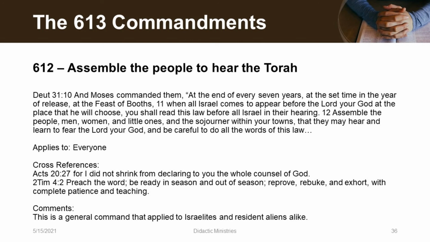In Acts chapter 20, verse 27, the Apostle Paul said, "I did not shrink from declaring to you the whole counsel of God." In 2 Timothy chapter 4, verse 2, the Apostle Paul exhorted his protege Timothy, "Preach the word, be ready in season and out of season, reprove, rebuke, and exhort with complete patience and teaching." And so we see that the ministry is responsible for teaching the Word of God to the people, and the Apostle Paul certainly set an example of doing just that.